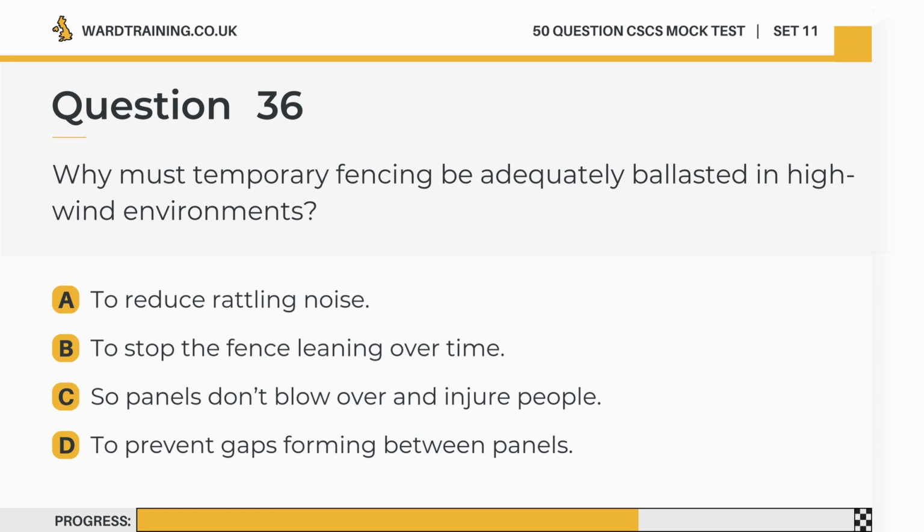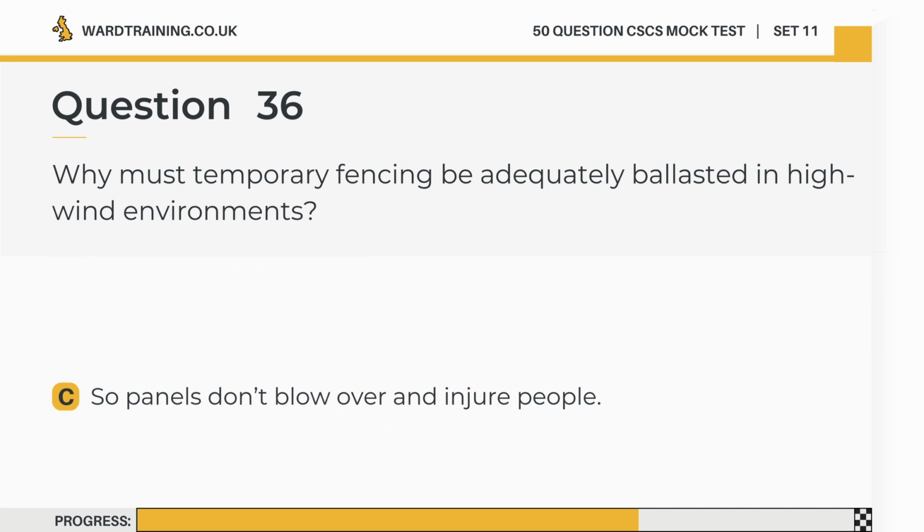The correct answer is C. So panels don't blow over and injure people.